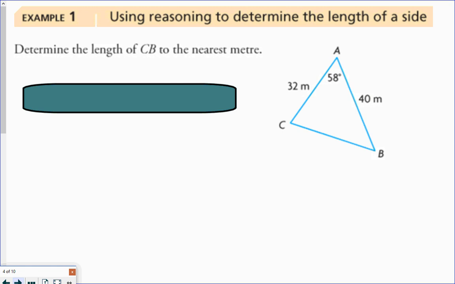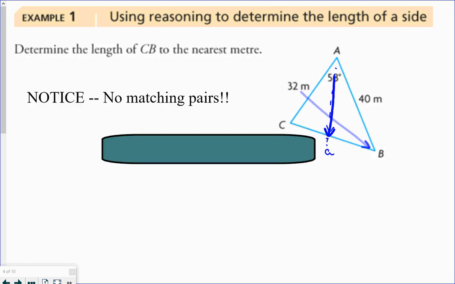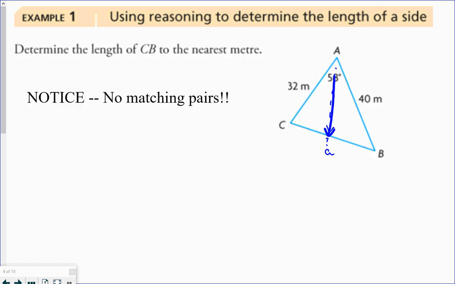So it says determine the length of CB. So we're looking for the length of this side right here. Okay, so I'm going to label it lowercase a. So first off, do we have any matching pairs? So if I look here, I've got the side but no angle, so that's not a full match. I've got the side but no angle, again, not a full match. I've got the angle but no side, so again, no full matches. Okay, so again, no matching pairs.